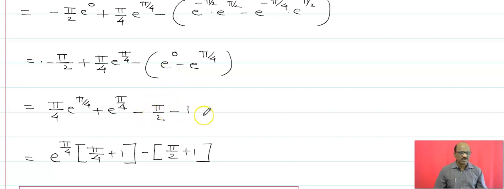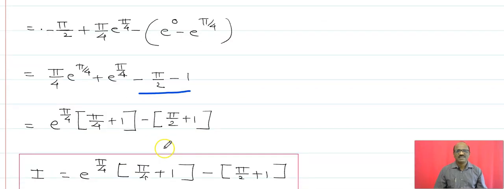Therefore minus pi by 2 minus 1, and here is a pi by 4 e raised to pi by 4. Minus minus will become plus e raised to pi by 4. Take e raised to pi by 4 as a common, then you will get e raised to pi by 4 in bracket pi by 4 plus 1 minus. Take minus sign as a common, and hence you will get the minus pi by 2 plus 1, and this is the final answer.